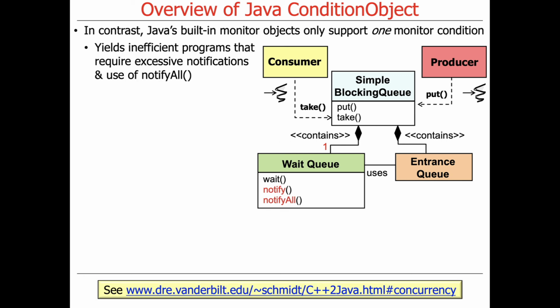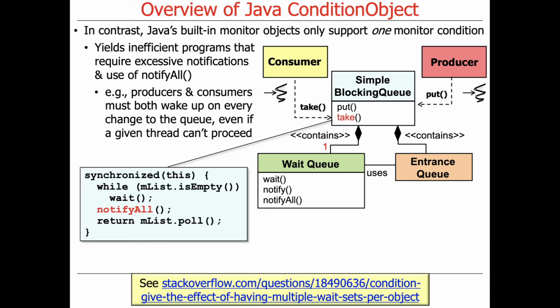Why that's a problem is because it yields inefficient programs that require excessive notifications through the use of the notifyAll method. And we'll talk more about what notifyAll is and why it's a problem. In particular, you end up having to wake everybody up, producer threads, consumer threads. They all have to be awakened every time anything changes in the shared monitor object, like say a simple blocking queue, not an array blocking queue, but a more simple-minded version that I wrote just to show off how this works. You have to wake everybody up, even if there's a whole bunch of them that could never make any progress whatsoever because they're waiting for some totally different condition.